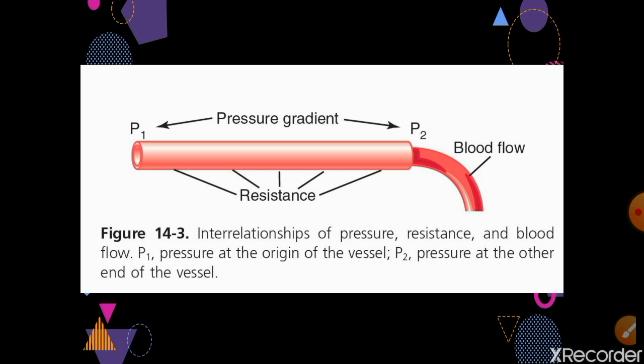This is the figure showing the pressure gradient at the two ends of a blood vessel. As can be seen in this figure, P1 is the pressure at the proximal end of the vessel, while P2 is the pressure at the distal end of the vessel. The pressure gradient or pressure difference can be calculated by subtracting P2 from P1. While resistance is faced by the blood throughout the length of the vessel.